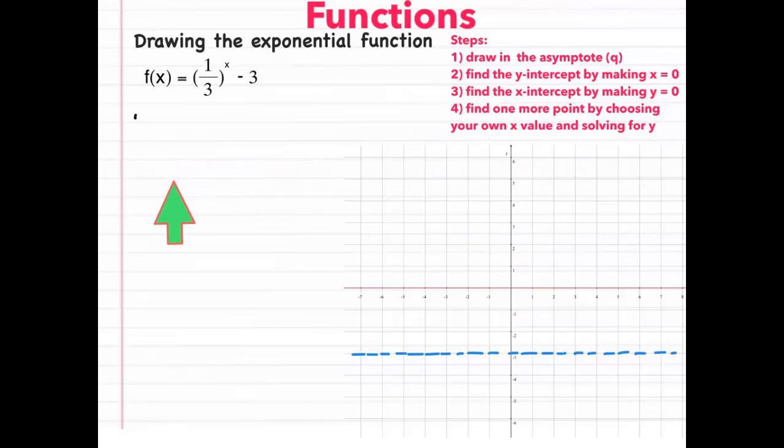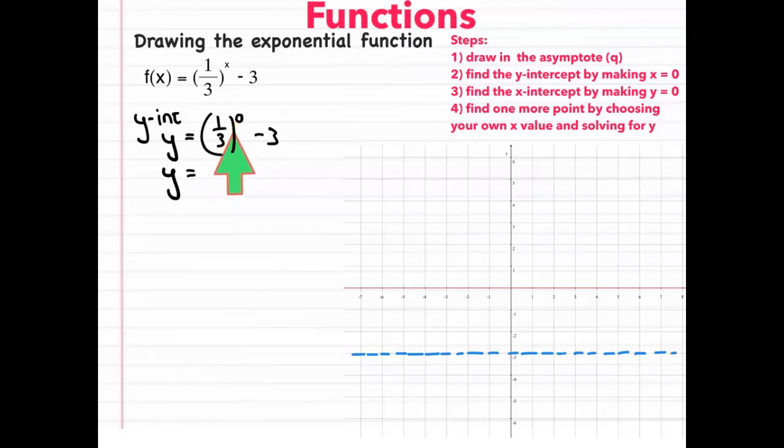So here we go. Let's find the y-intercept first. To do that, we say y equals (1/3) to the power of 0, because for the y-intercept on the y-axis, my x will be 0, minus 3. So then it's easy to calculate this one. y equals (1/3) to the power of 0, which is 1, minus 3. So y is equal to -2. Okay, so now I know my y-intercept will be at -2. Let's go plot that point in blue. There it is. Okay, great.